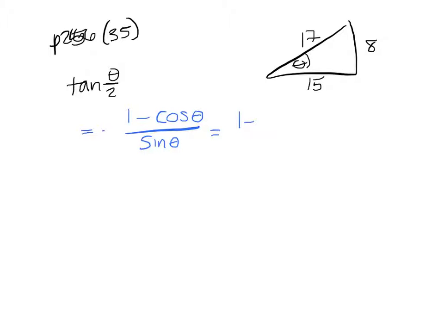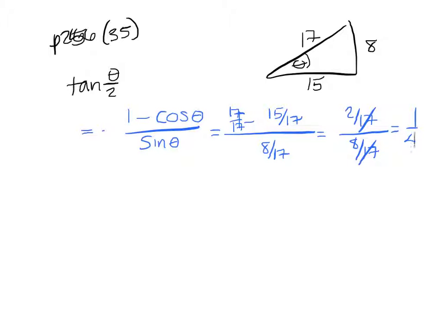So we get 1 minus the cosine, which is 15 over 17, over the sine, which is 8 over 17. And then it's common denominator time, right? So we have to get 17 over 17. We're subtracting this time, so it'll be 2 over 17 over 8 over 17. The 17s cancel, right? So we get 2/8, which is 1/4.